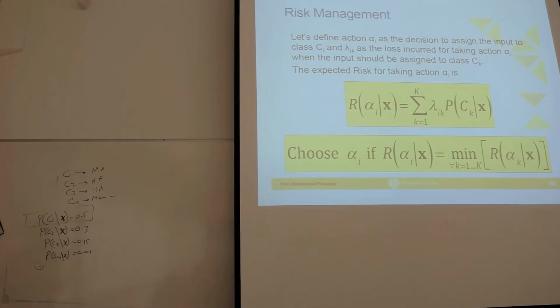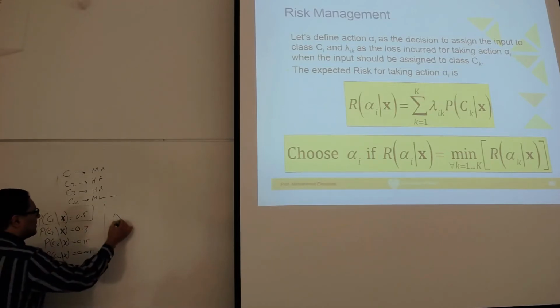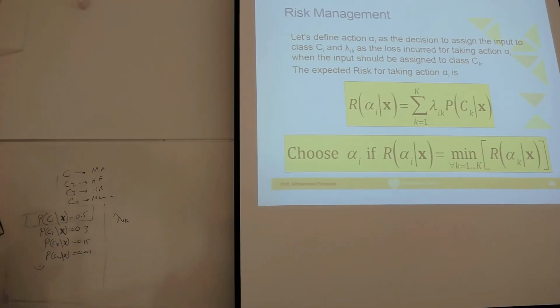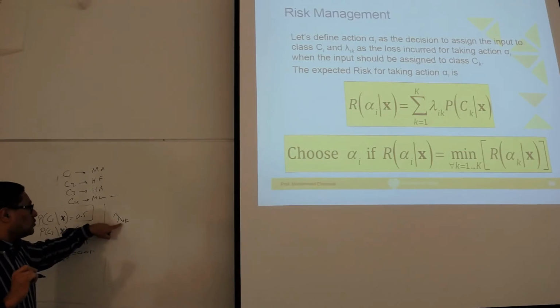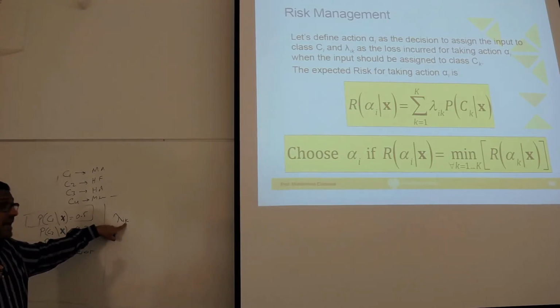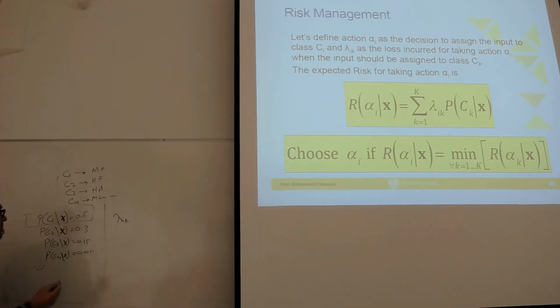What does this equation mean? This loss factor, lambda ik, is a parameter that indicates the loss if you take action i and the actual situation was k. Because how many actions can we take for this example? We have 4 actions that we can select: class 1, class 2, class 3 or class 4.